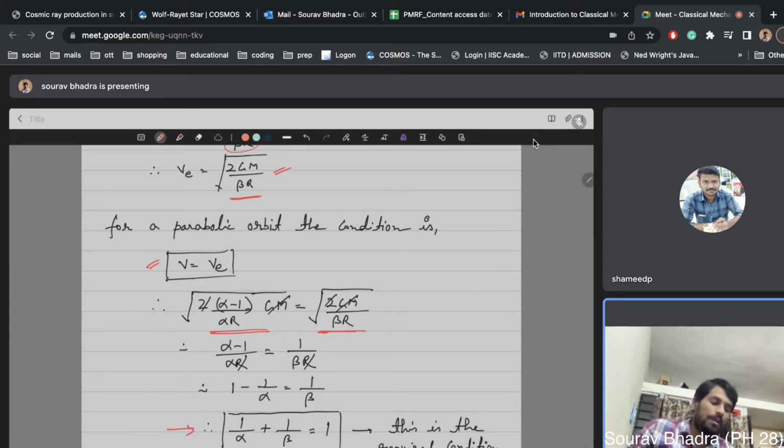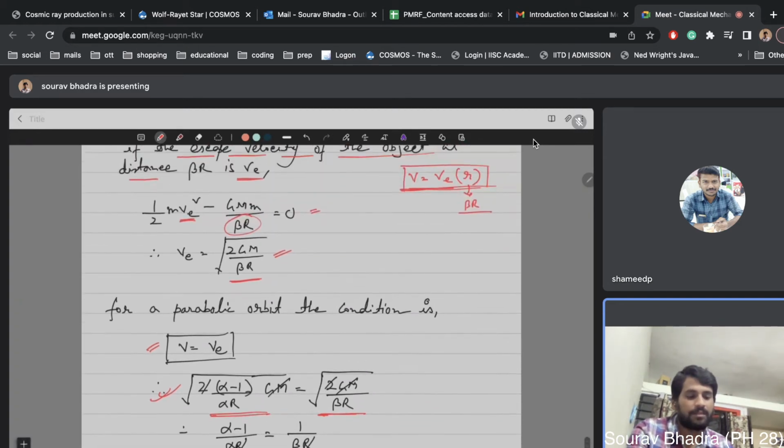So if 1/alpha plus 1/beta is equal to 1, then you will get a parabolic path for the stone which has been launched from a distance beta r with the velocity v. So this is the required condition. This was a very nice problem, and I have tried to make you understand what I have done.